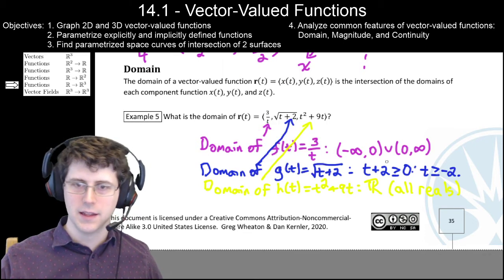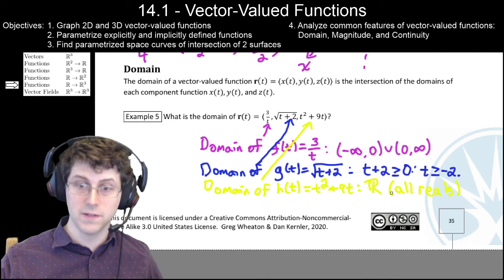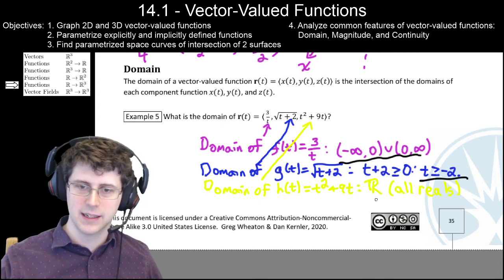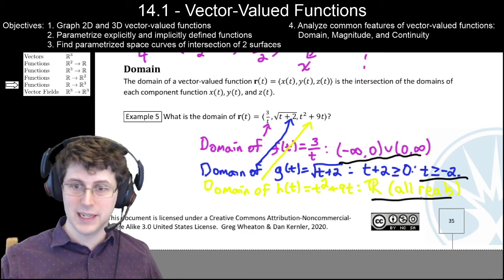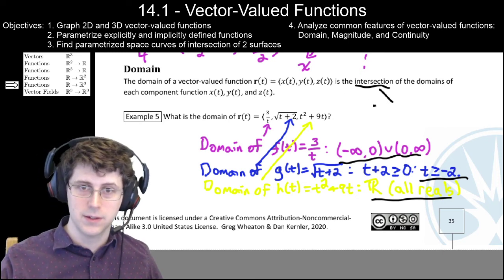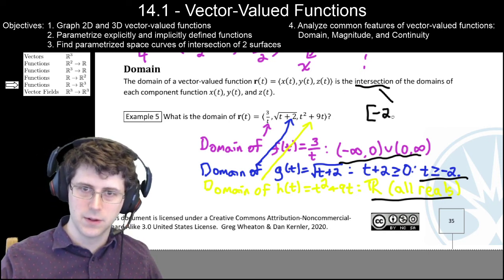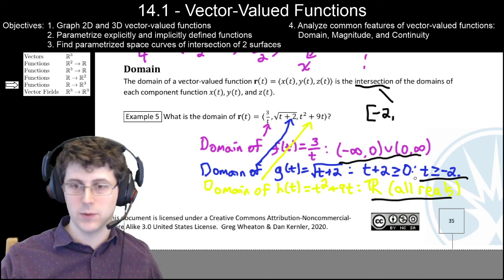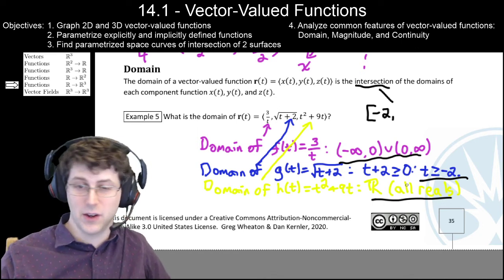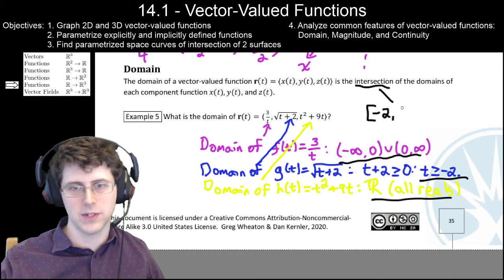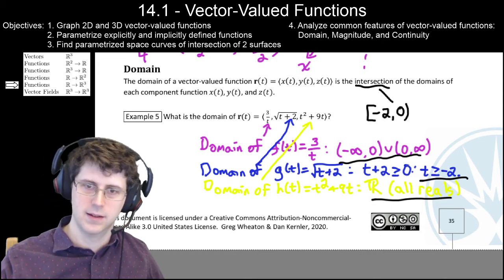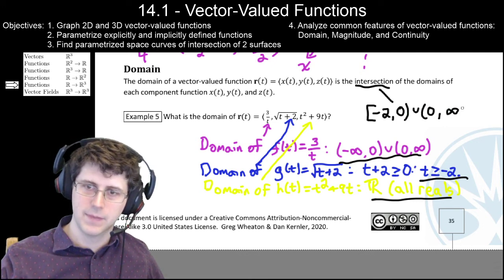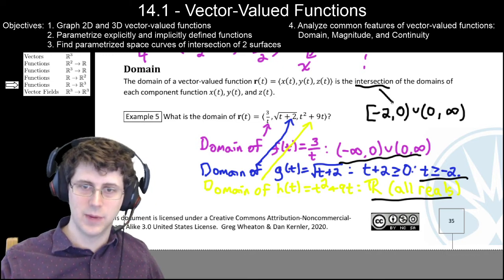So what's the conclusion? The conclusion is I want the intersection, the overlap of all three of these domains. Where do all three of these domains overlap? Their intersection is, well, I can't go below negative 2. So I'll start at negative 2. And then as far as the second component is concerned, you can go up as high as you want. And as far as the third component is concerned, you can go up as high as you want. But the first component says, hang on, no zeros, please. Then as long as you skip over 0, you can do whatever you want. So the intersection of these domains is the domain of the vector-valued function.